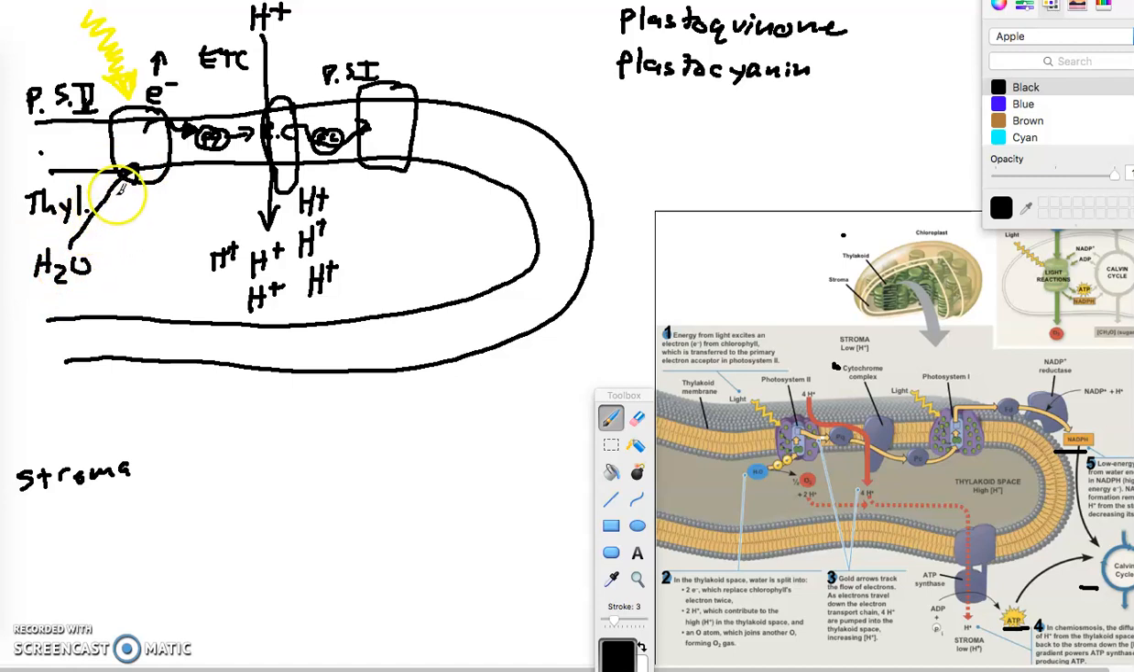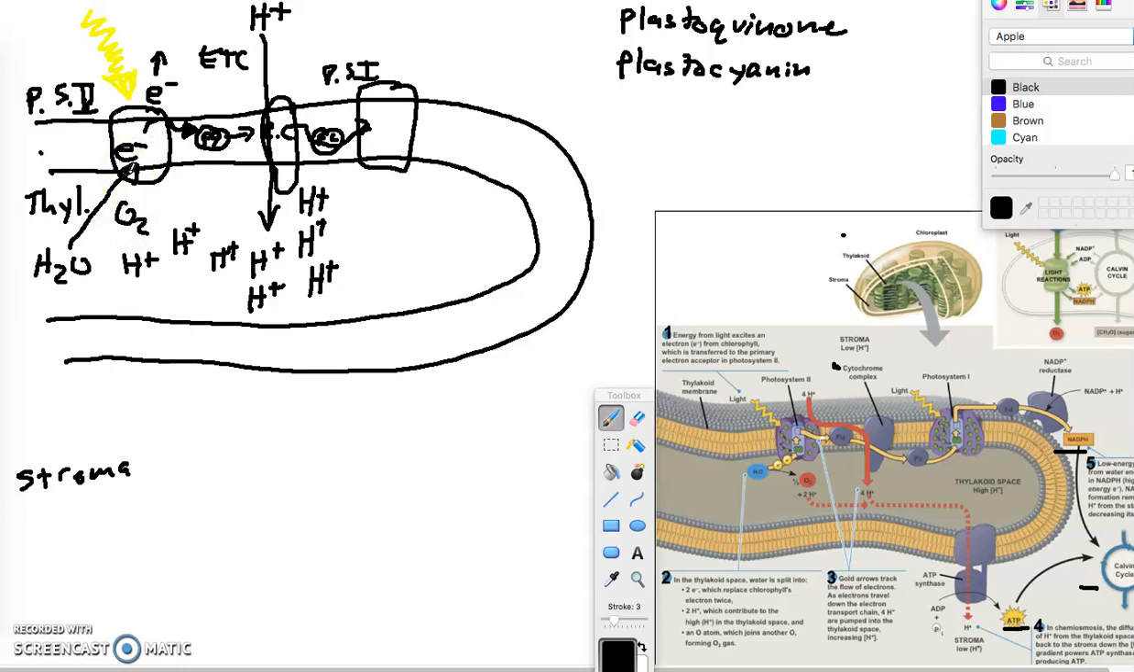So what we're going to end up with is oxygen being released and H pluses also being released. We call this a splitting of water. So we're going to split the water. So we get H pluses here, and we get O2. Guess where that electron went? Oh, right here. Okay, there we go.